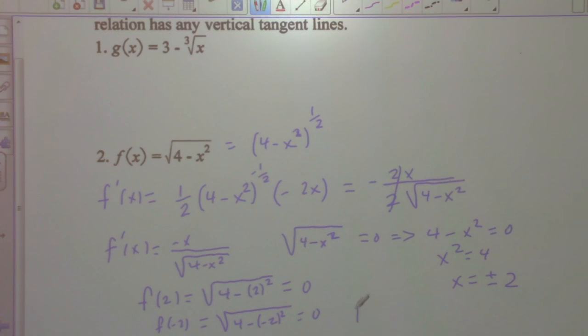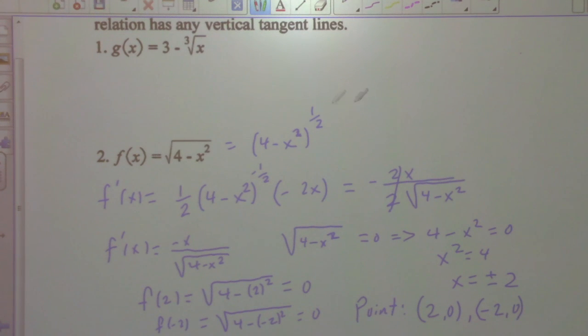So what are the points of tangency? Because x is plus or minus 2, we'll have (2, 0) and (-2, 0).